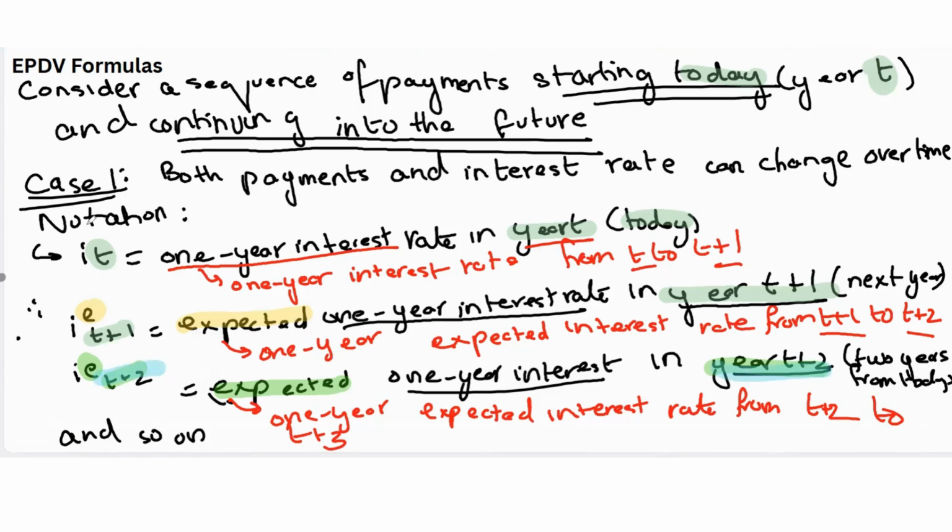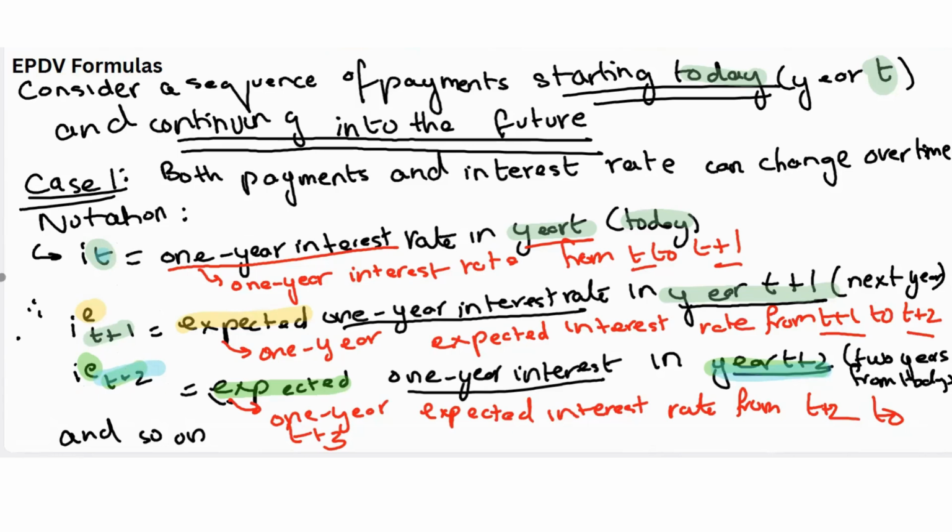So basically over here, IT represents the 1 year interest rate in year T. So this applies from T to T plus 1. IT plus 1 represents the expected 1 year interest rate in T plus 1. So this applies from T plus 1 to T plus 2. Because all of these are 1 year interest rates. IT plus 2 is the expected 1 year interest rate in year T plus 2. So this applies from T plus 2 to T plus 3. So keep in mind, all of these are 1 year interest rates. This applies from T to T plus 1. This applies from T plus 1 to T plus 2. And this applies from T plus 2 to T plus 3.